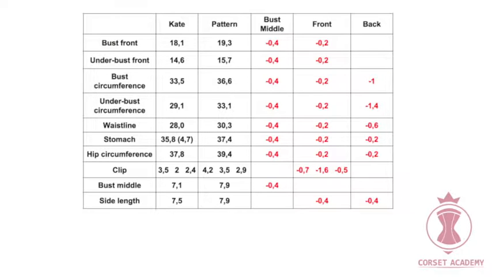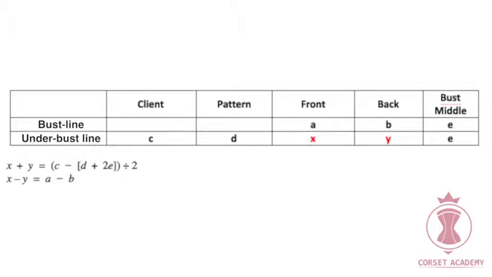I even out side seams using my formula. First of all, I draw a separate table. I rewrite all existing values along bust line. Front, minus 0.2 inches, A. Back, minus 1 inch, B. Bust middle, minus 0.4 inch, E. All these values have been calculated previously. Along under bust line, variables X and Y are gain values along the side seams of the front and back. Under bust circumference after Kate's measurements and after the pattern correspondingly, 29.1 inch C and 33.1 inch D.